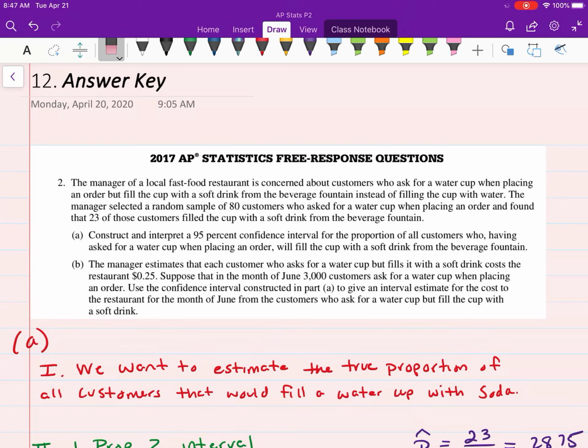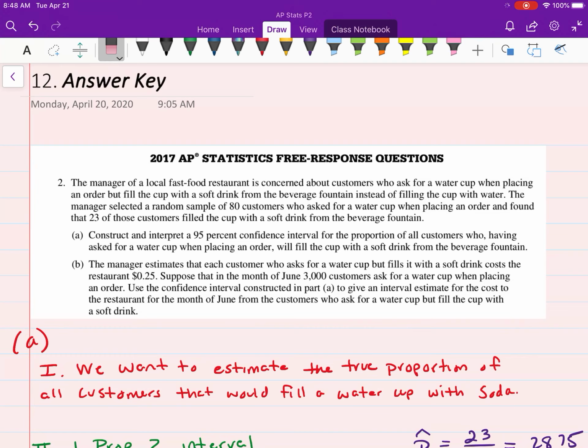This question for part A asks you to construct and interpret a 95% confidence interval. And again, whenever it asks you to do that, that's when you want to do your 4 steps, which is state, plan, do, conclude. And in step 1, I know we've been used to doing hypothesis testing, which is like the H0 and the Ha, and saying we want to test the claim. We don't have to do that for a confidence interval. For a confidence interval, you're just trying to estimate what something is.